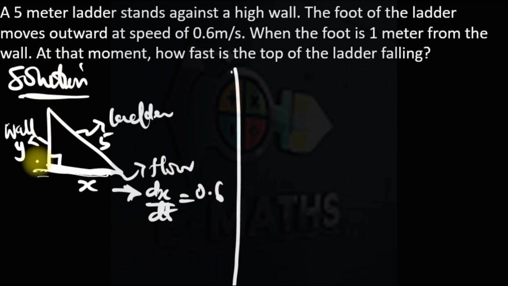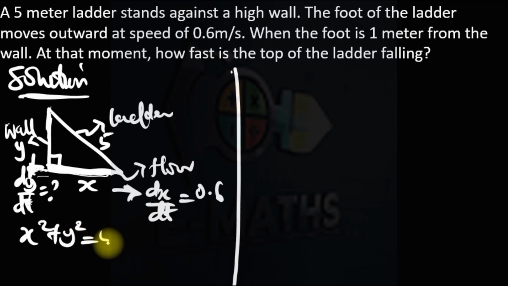But we don't know the rate at which the ladder is going down, because this is moving as the ladder is shifting in this direction. So we're asked to find dy over dt. That's the unknown. So let's form an equation from the Pythagorean theorem. You see that x squared plus y squared is 5 squared.